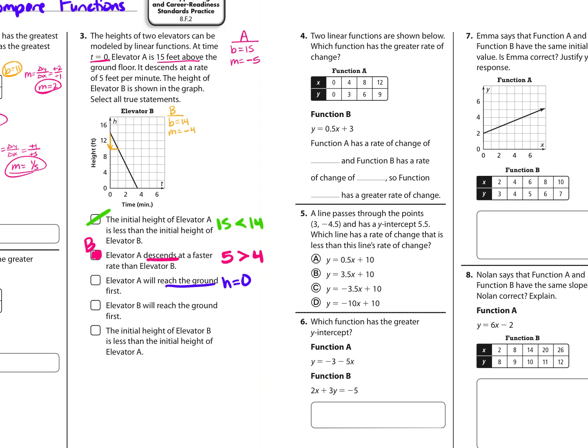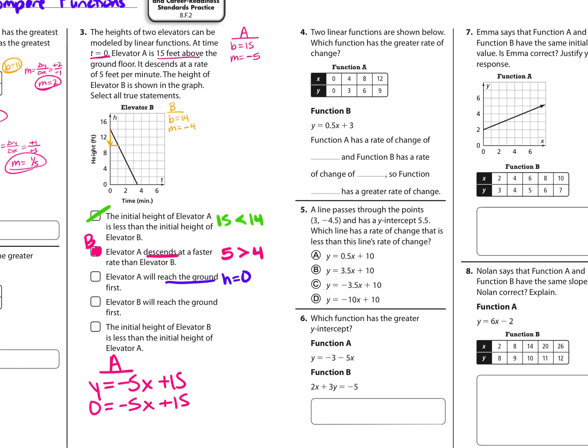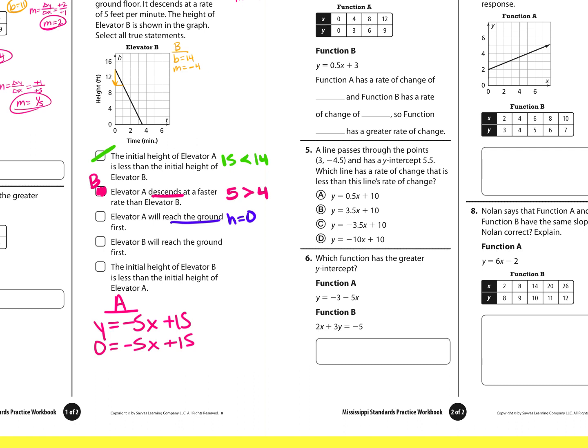So let me start with elevator A. And I know y equals negative 5x plus 15, and I want to know when the height, h, which is y, is 0. How long does that take? Well, I'm going to simplify this and say we're going to subtract 15 from both sides. We get negative 15 is equal to negative 5x, and then divide both sides by negative 5 to get 3 is x. So this one takes 3 seconds.